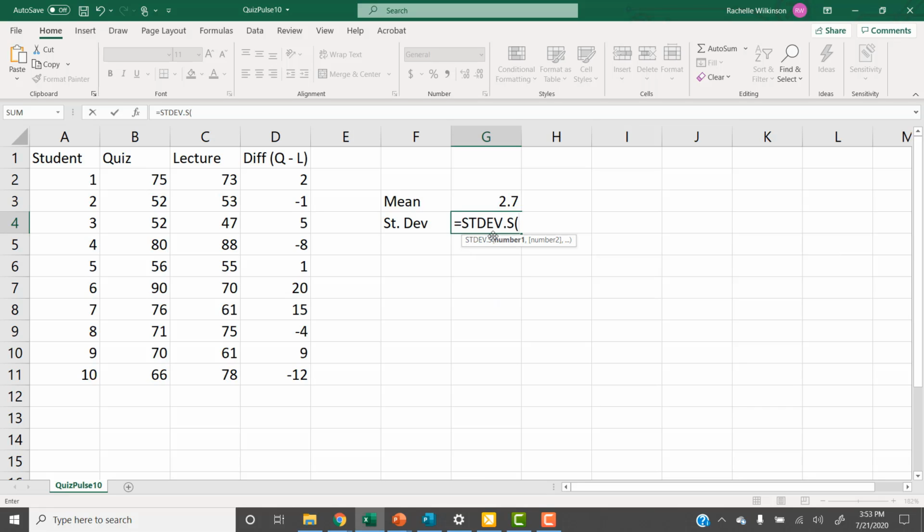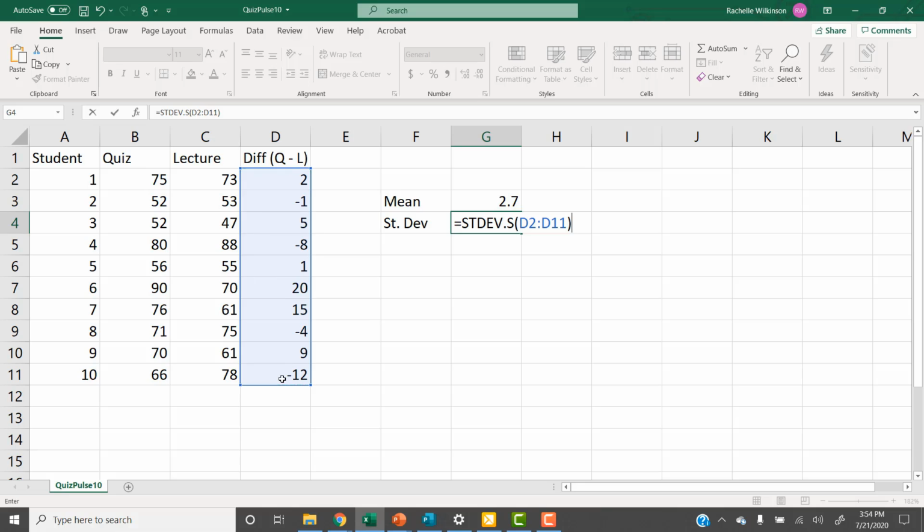And once you select the correct formula, if you hit tab, it finishes typing out the rest of the formula for you. Okay, now it's got the parentheses there. It wants to find out what I want to take the standard deviation of, and I want it to take the standard deviation of those differences again, so I'm highlighting those.